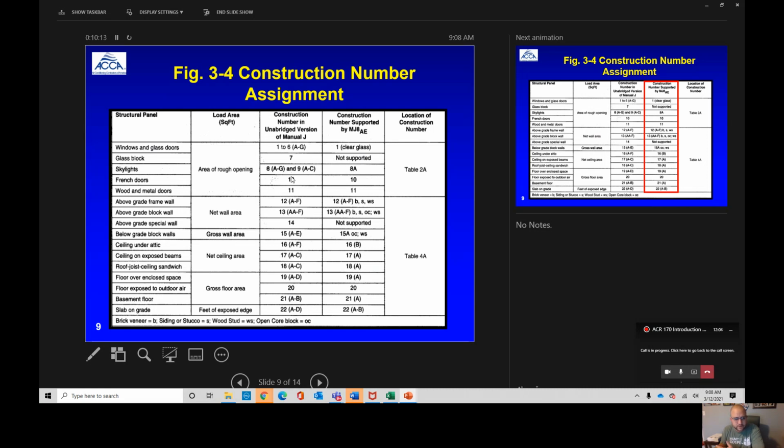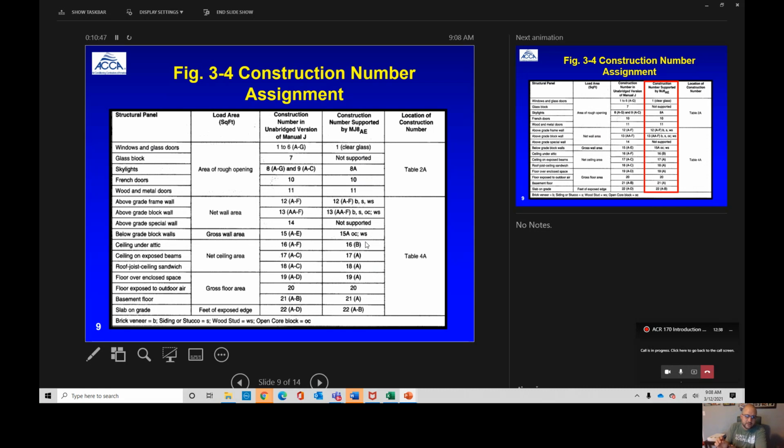Glass block is not supported. So once again, if some of these are things that you have, you might have to go find the full edition. French doors, for example, do count as glass, but it's still different. So it's number 10, wooden metal doors, number 11, walls, number 12, block walls, 13, below grade walls, 15A, and in the full it's A through E.